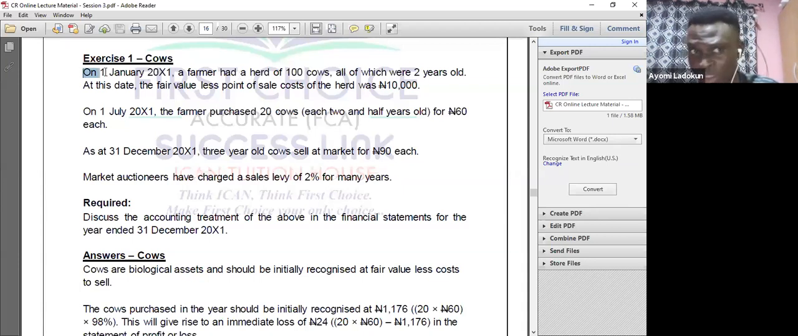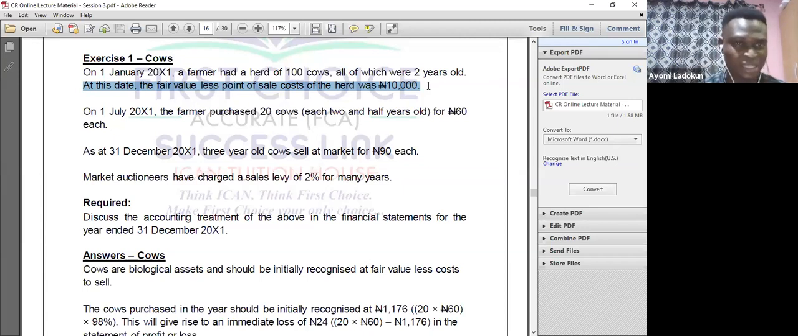But they already told us that at 1st January 2021, the farmer had a herd of 100 cows, all of which were 2 years old. So I don't have an issue with this. They now said at this date, the fair value less point of sale cost is 10,000. So the examiner has already calculated the fair value less cost to sell as a net figure. So I don't struggle with this. This is the fair value at the beginning of the year. Don't forget, that means it's already recognized in the financial statement.